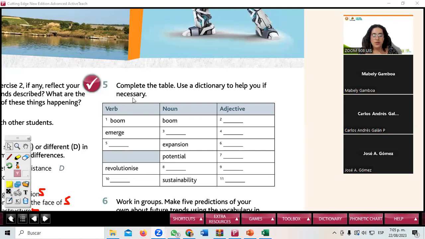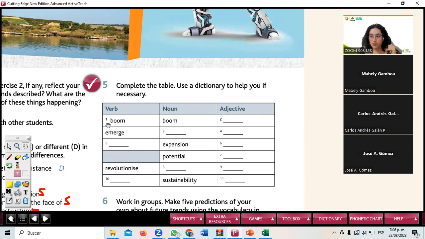Can you see my screen again? Yeah, can you see it? Yes, teacher. Number 5, okay. So the first one, I will do as an example, and then you can use the dictionary online to help you with the others.